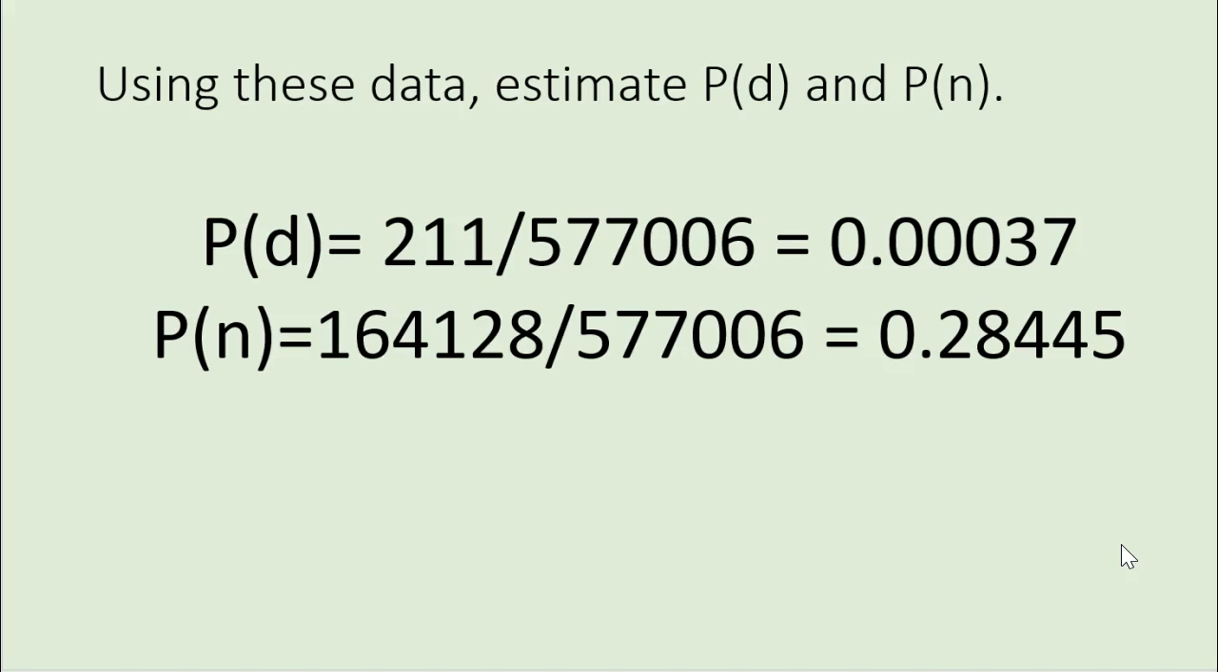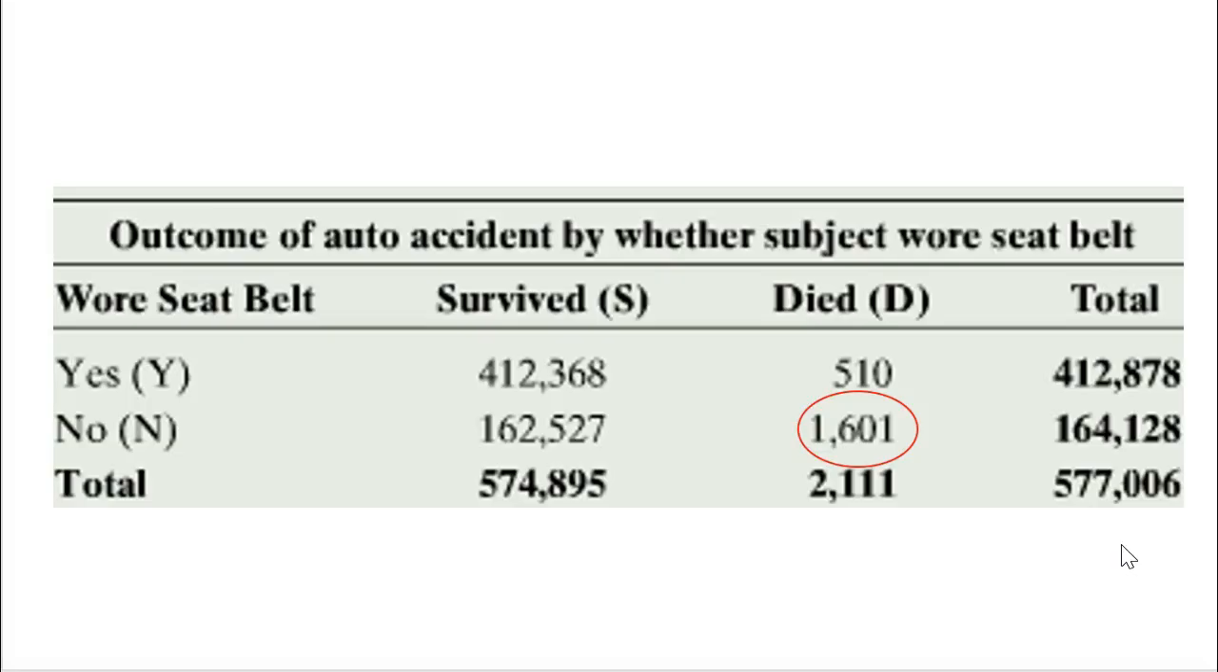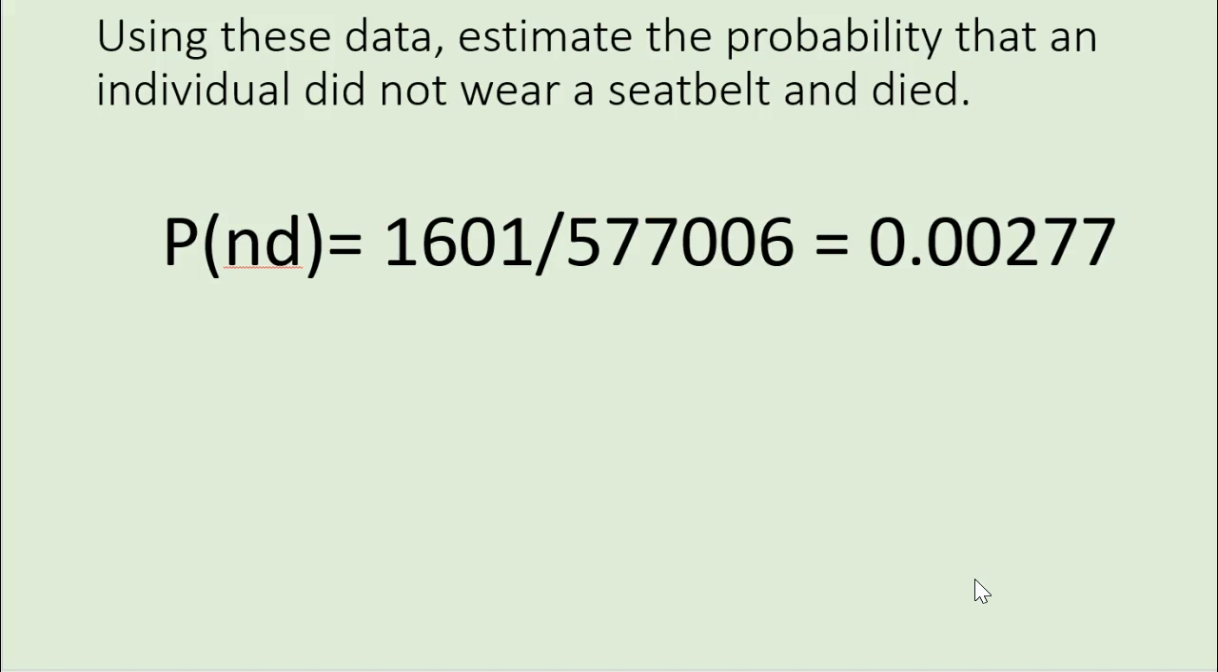Next, we'll use the data to estimate the probability that an individual did not wear a seatbelt and they died. So notice the number of people who were not wearing their seatbelt and died was 1,601. So we can divide that number by the overall total to find that probability.